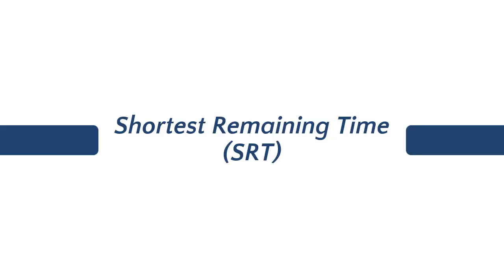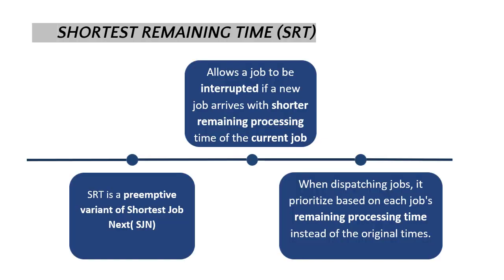Shortest remaining time. Shortest remaining time is a preemptive variant of shortest job next. It allows a job to be interrupted if a new job arrives with a shorter processing time than the remaining time of the current job. When dispatching jobs, it prioritizes based on each job's remaining process time instead of the original times.